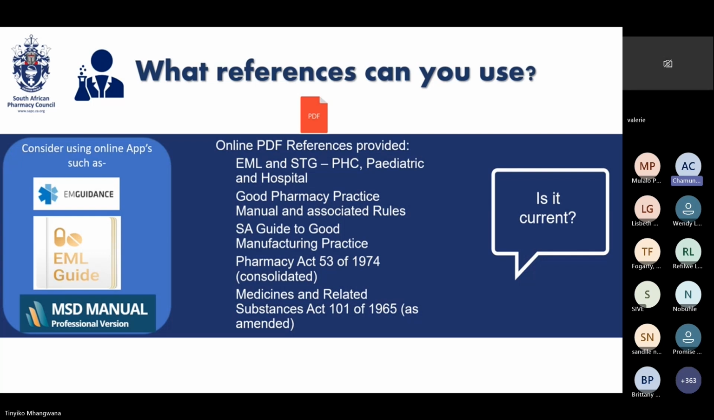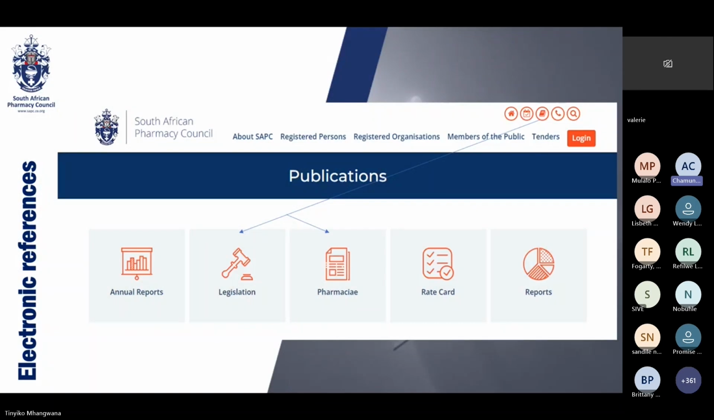You've also got some of these online applications where you are able to download your EML and STG guidelines. You can also get your good pharmacy practice guide online. And with SAPRA, if you go onto their website, you'll be able to find the good manufacturing practice guide. Also please note that SAPRA has adopted the PICS basic good manufacturing practice guide. They also provide a link to those which you'll be able to download. All right. Okay, moving on.